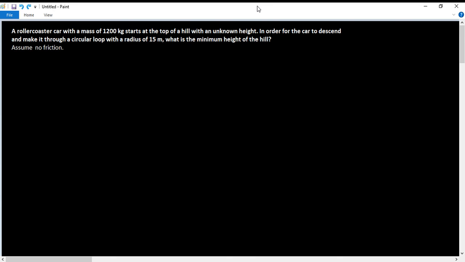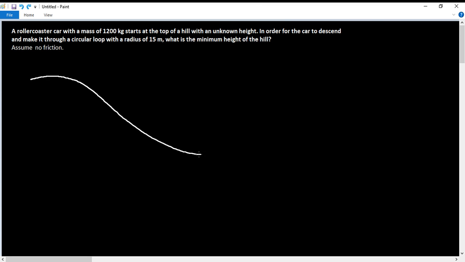Okay, so let's look at this problem. It says a roller coaster car with a mass of 1,200 kilograms starts at the top of a hill with an unknown height. In order for the car to descend and make it through a circular loop with a radius of 15 meters, what is the minimum height of the hill? Assume no friction. So first let's draw a diagram.